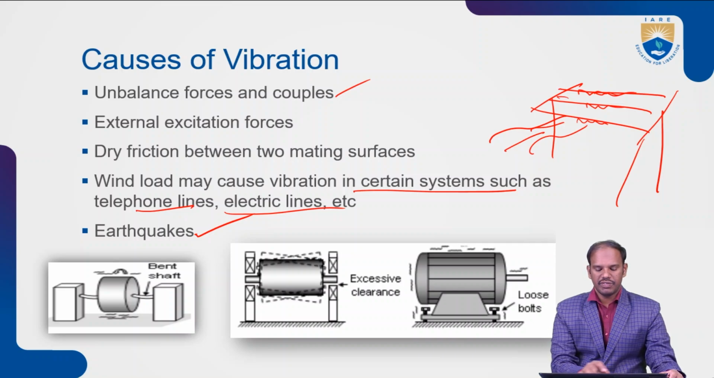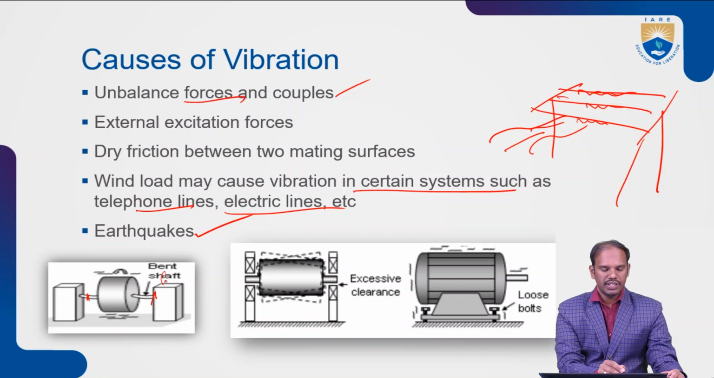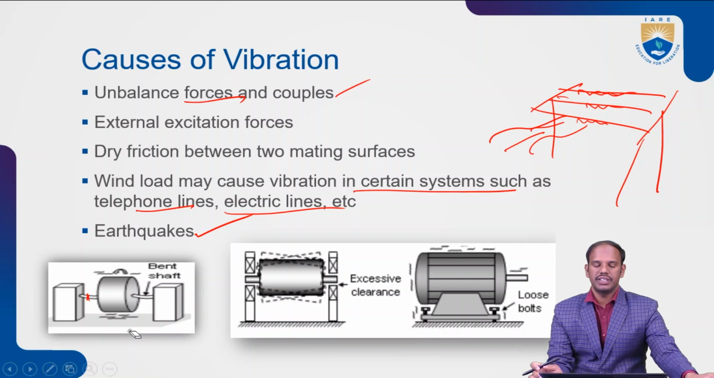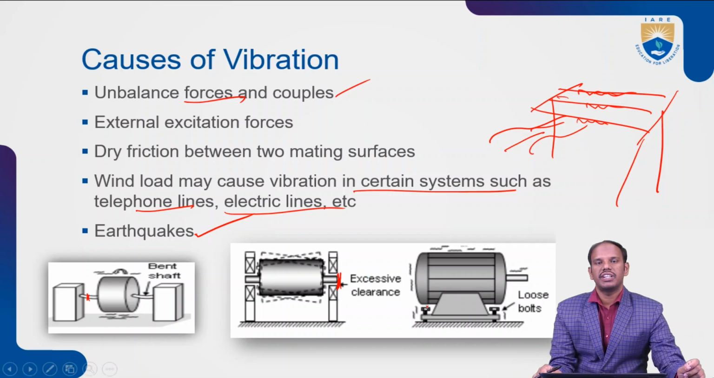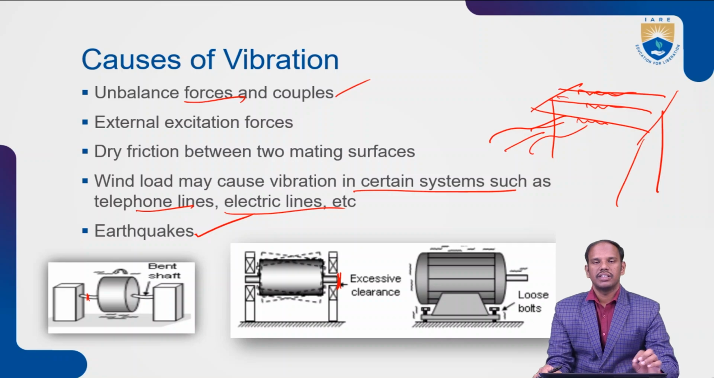Here are some examples. Here is an unbalanced shaft. You can check that there are unbalanced forces in this couple, so a bend will occur and vibration will be produced like this. And there is excessive clearance. Excessive clearance means a shaft is running, but the holes on the bearing side are very large.